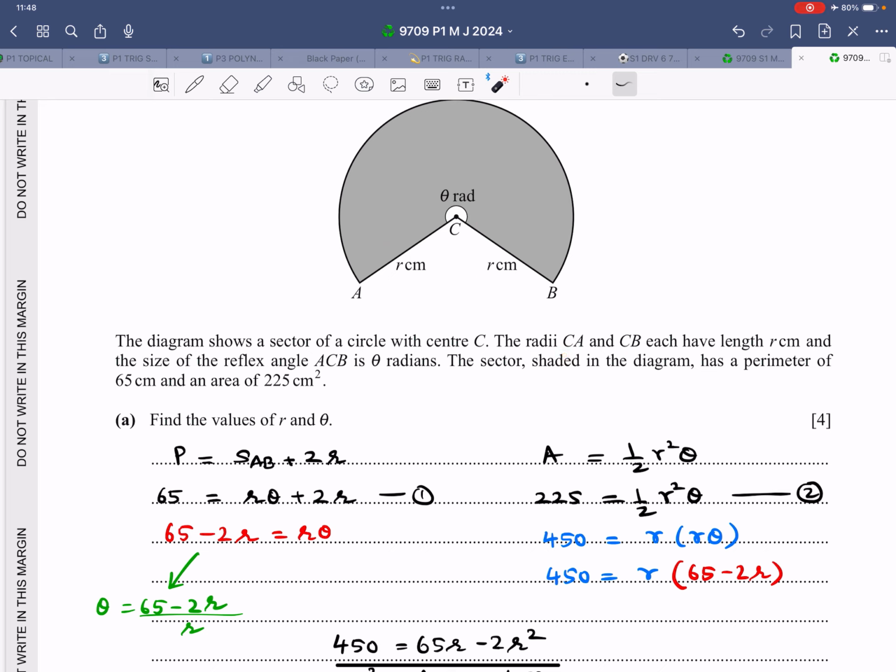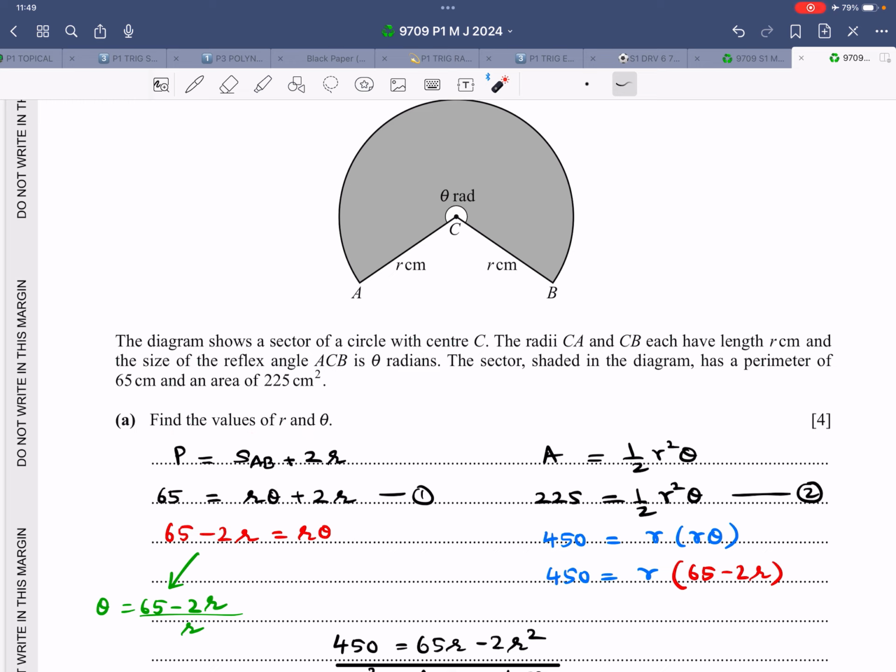It's written over here. And the size of the reflex angle, this is the reflex angle, which lies between 180 and 360, is theta radians, and make sure your calculator is in the radian mode and your angle should be in radians also. So the sector shaded has a perimeter of 65 and an area of 225. Find the values of r and theta.